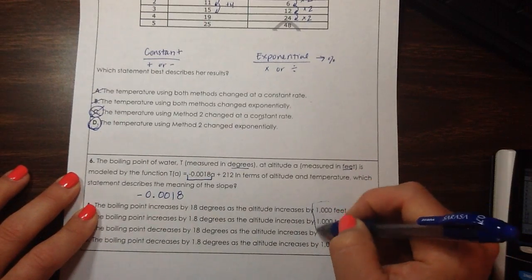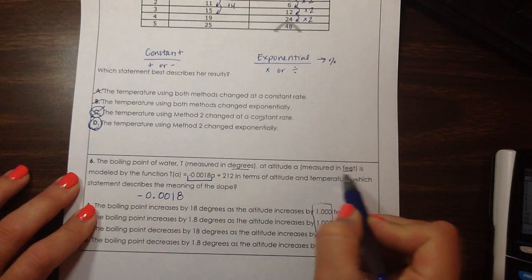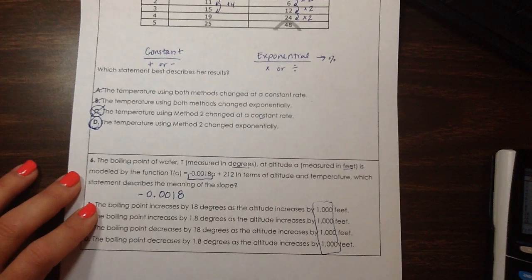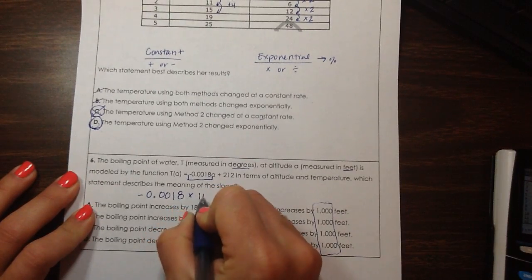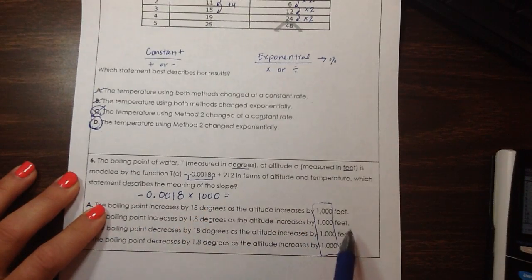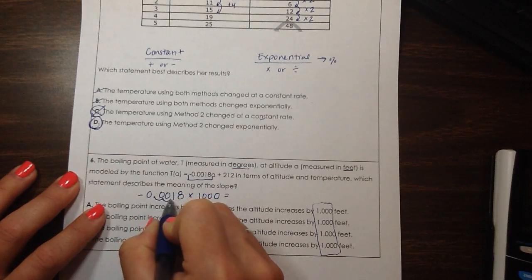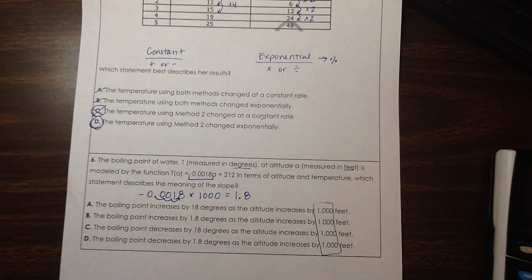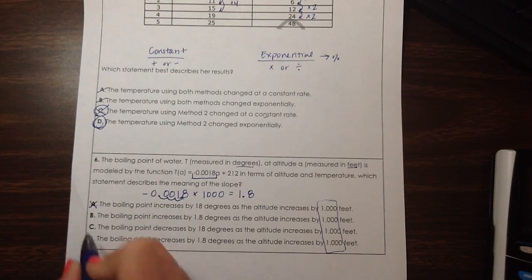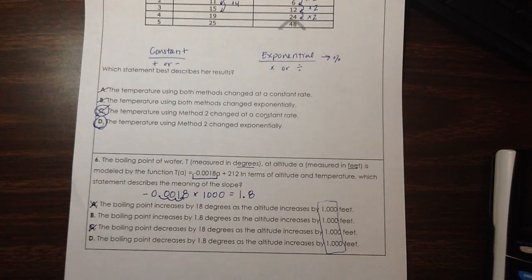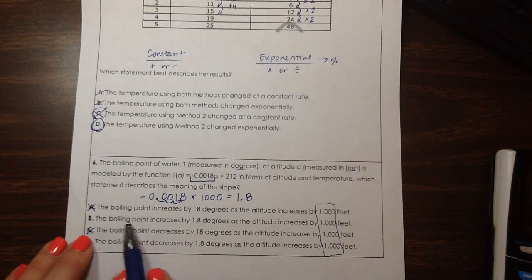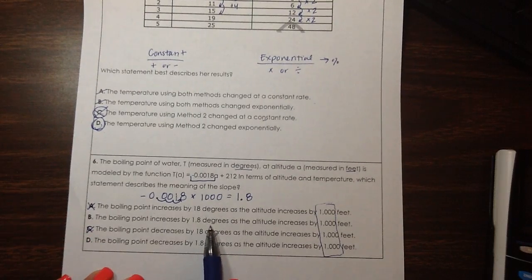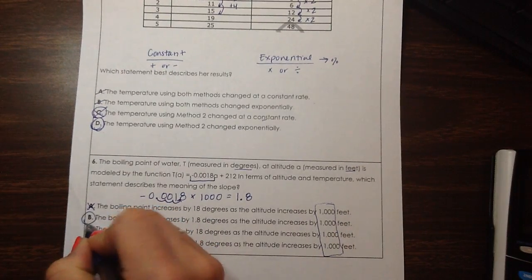So it looks like what they've done is they've changed everything from being into 1 foot to being into 1,000 feet. So what that means is we're essentially just going to multiply our slope by 1,000 to get it for every 1,000 feet. And when we multiply by 1,000, it's essentially moving our place value over 3 times. So it's going to be 1.8. I can eliminate answer choice A and C. And so B says the boiling point increases by 1.8 degrees as the altitude increases by 1,000 feet. Seems like that checks out.